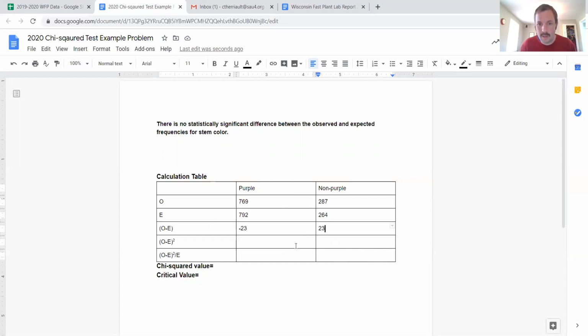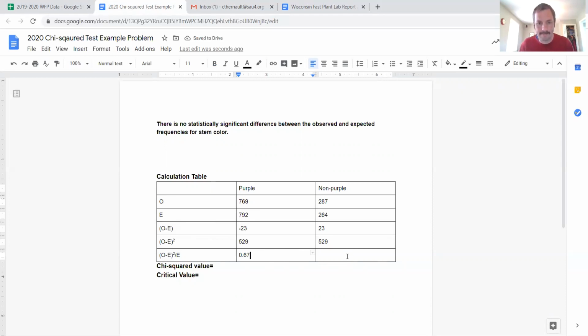Great. All right. Now I have to square 23. That gets rid of the negative sign. Whenever you square a negative, you get rid of the negative. I got 529. This one happened to be 23 too by coincidence. 529. Then I do O minus E squared divided by E. So here I get 529 divided by 792 to get 0.67. I am rounding here to the hundredths.